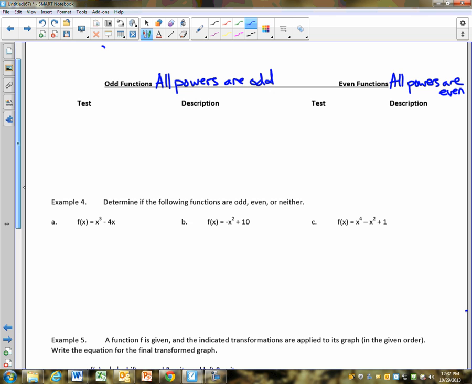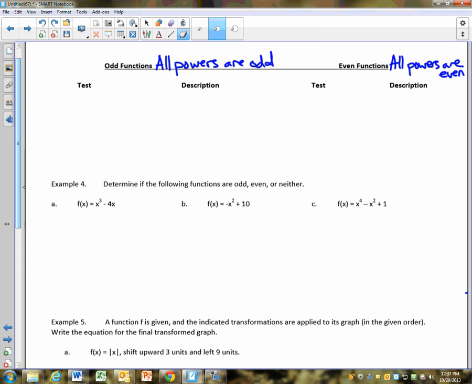I'll give you an example. What power is x being raised to? First power. And we only have odd powers in this function. So it is an odd function. Here, x squared is even. So therefore it is an even function. Let me show you what that means graphically.